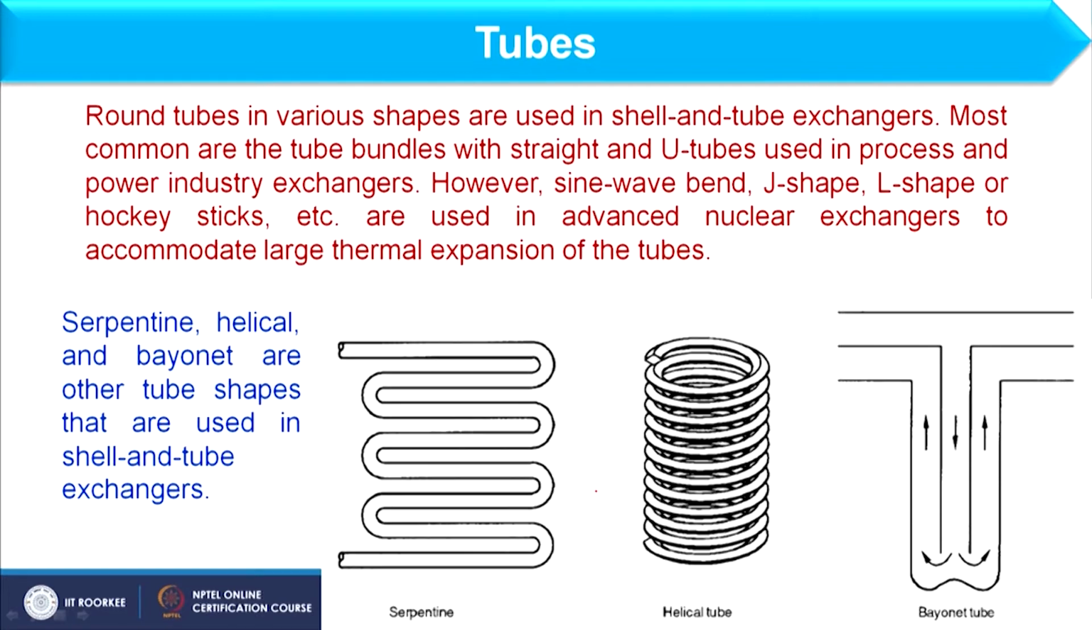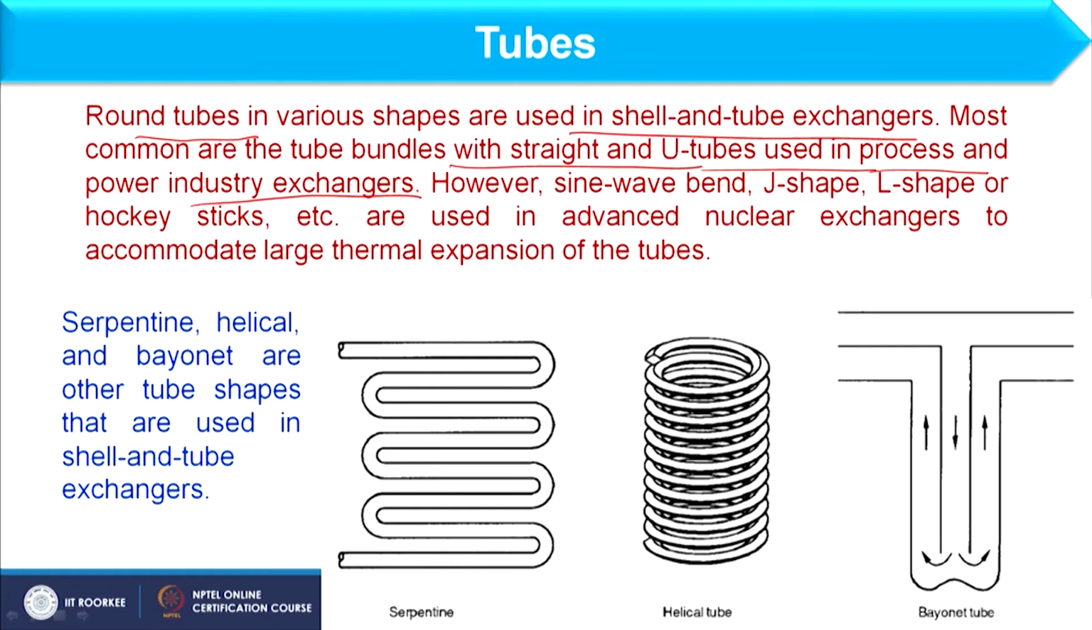As far as constructional details of shell and tube heat exchanger are concerned, we will focus on tubes. Generally we consider round tubes of various shapes in shell and tube heat exchangers. Most common are tube bundles with straight and U tubes used in process and power industry exchangers. So mostly we use straight tubes as well as U tubes, and for some special purposes such as nuclear exchangers we also use other types of tubes such as sine wave bend.